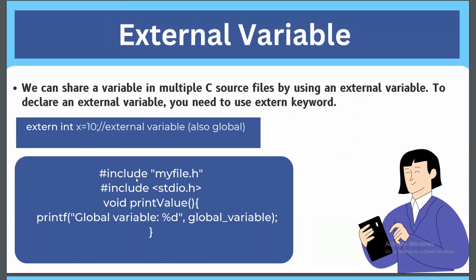So here we are defining our header file, myfile.h. This is mandatory for the external variable. Include stdio.h, void print value is the function name, and here we are printing the global variable with %d. So here we are just printing our variable. You just need to remember that if we want to share our variable in multiple C source files, we use the keyword extern.